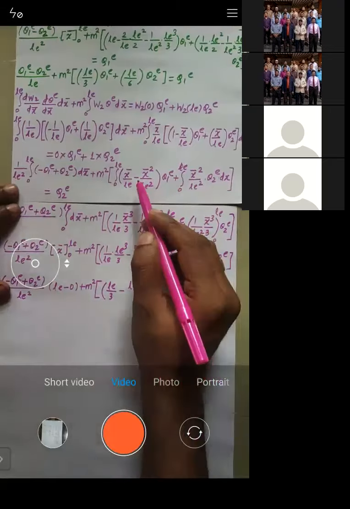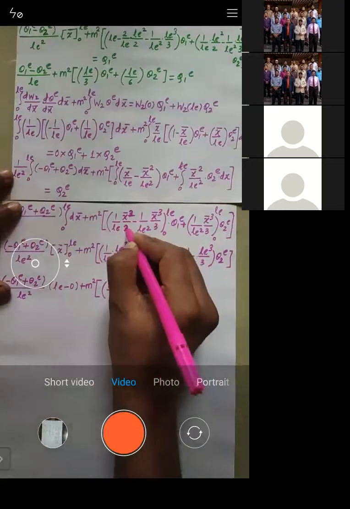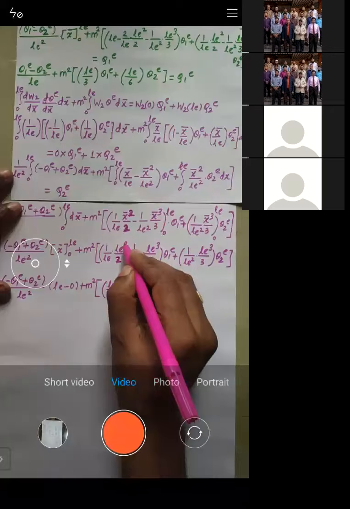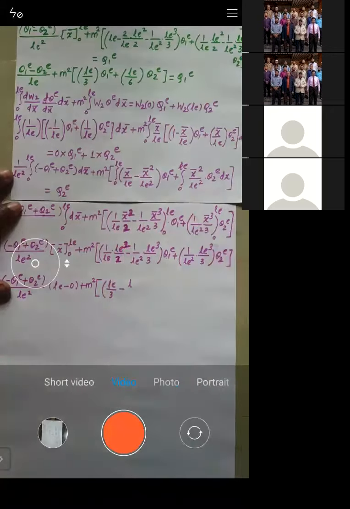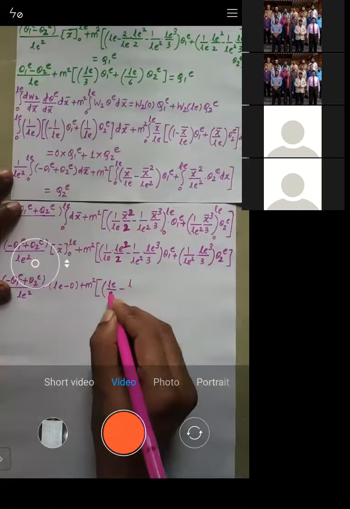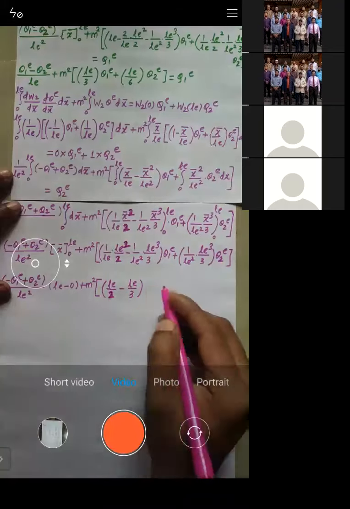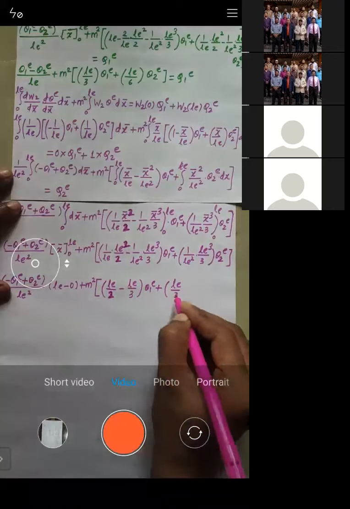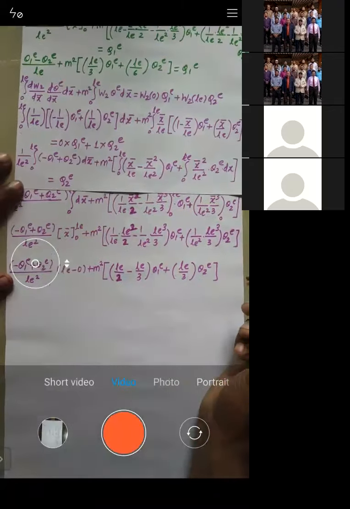You can check it here. The integration of x bar is x square by 2. So this should be L E by 2, right? Similarly, this will be L E by 3, into theta 1 E, plus this is L E by 3 theta 2.